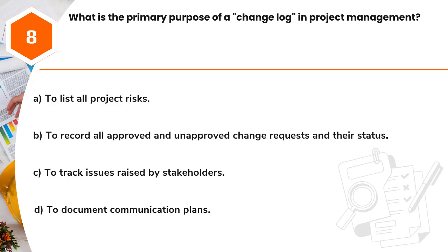Question 8. What is the primary purpose of a change log in project management? A. To list all project risks. B. To record all approved and unapproved change requests and their status. C. To track issues raised by stakeholders. D. To document communication plans.